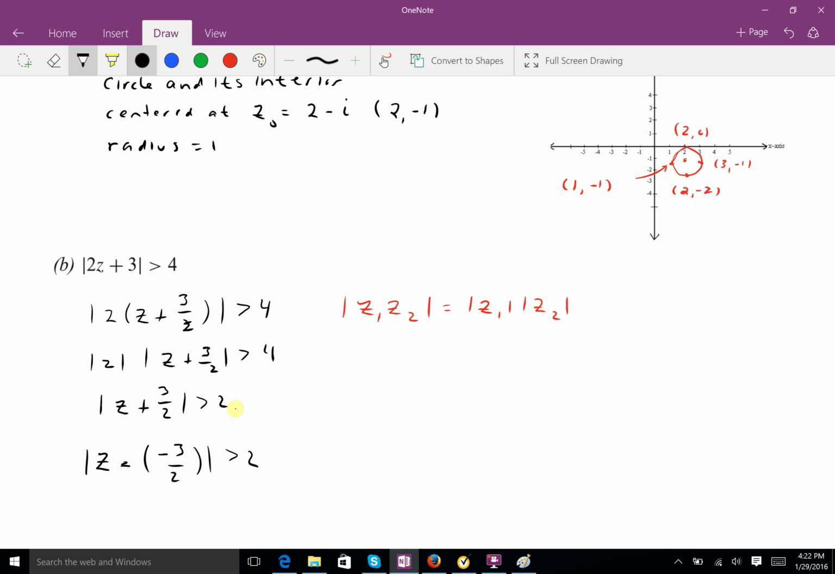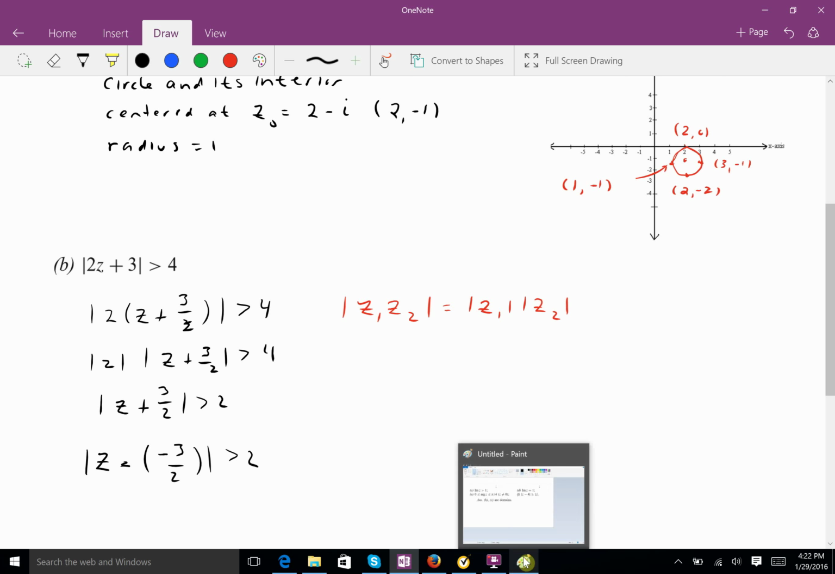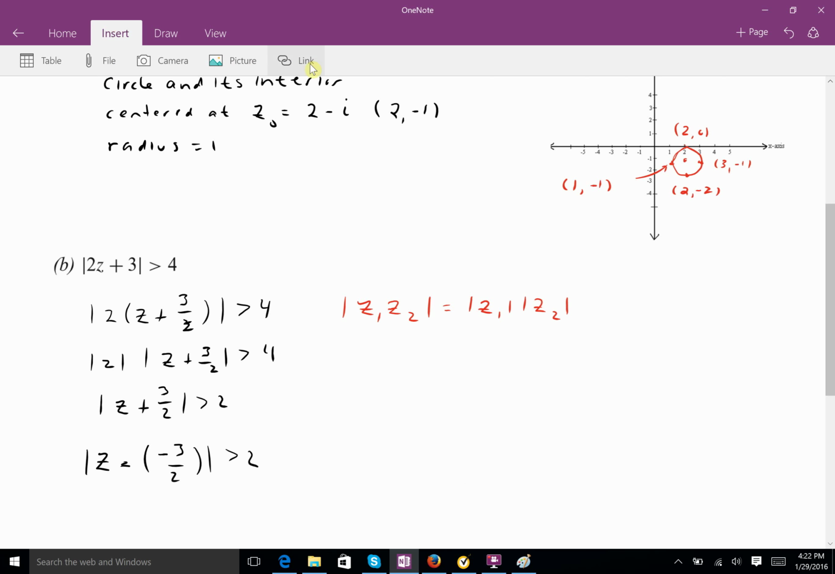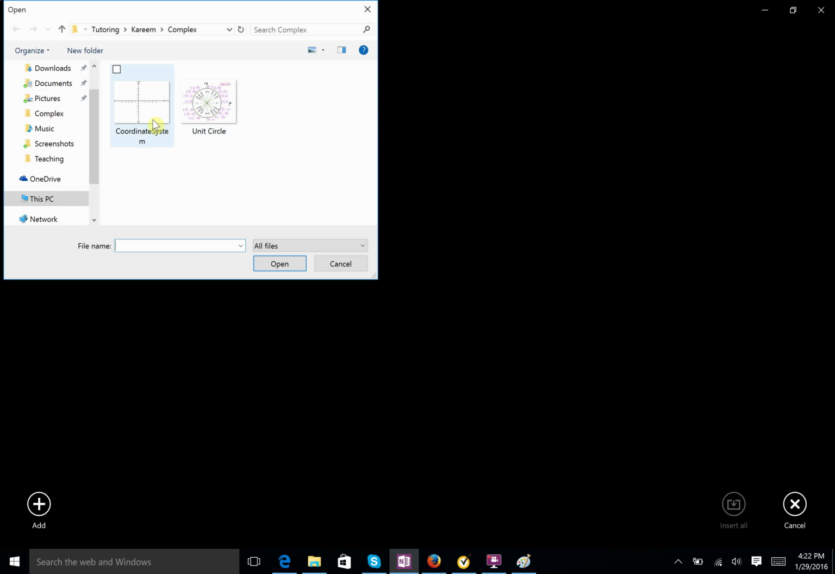Okay. So this is going to be a circle that's centered at -3/2 with a radius of 2, but I'm only looking at its outside, okay? I'm not looking at the circle, just its exterior. So we have to be careful when we plot this, okay? Let me show you what I mean. I'm going to go ahead and insert it.